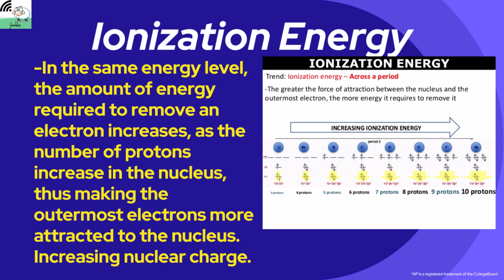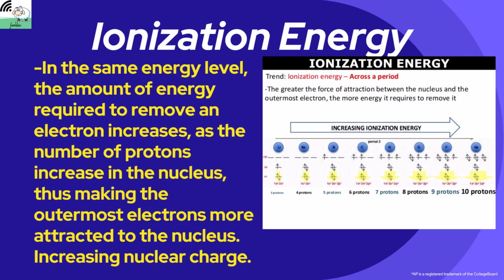So it's a little different when we go up and down a group. We're comparing the distance from the outermost electron to the nucleus. Here what we're doing is we're comparing the magnitude of the charge of the nucleus and seeing what's going to have a greater attraction. 3 positive charges is going to have less of an attraction to that outermost electron than 4 positive charges. The magnitude of the charge of the nucleus increases going left to right, and thus the ionization energy increases.